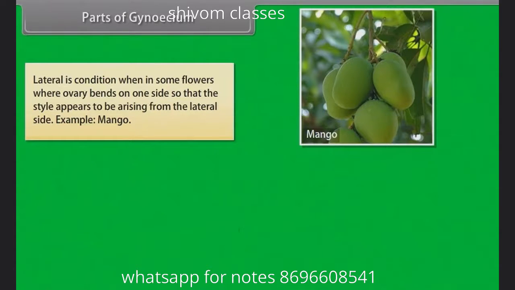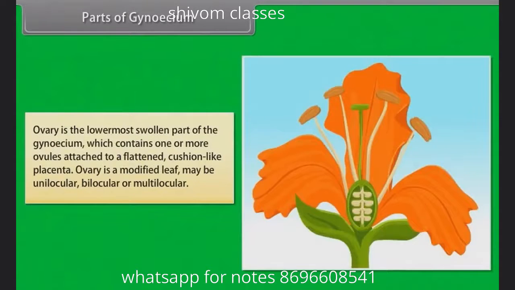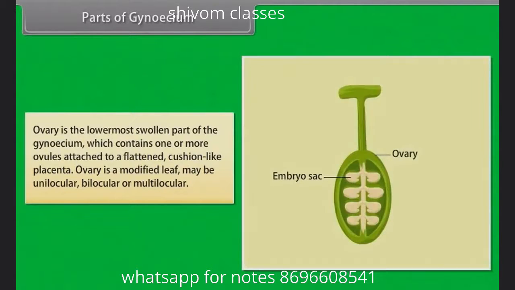Example: mango. Gynobasic is the condition in Labiatae where the ovary is four-lobed and the style appears to be arising from the depression between the lobes. Example: Ocimum sanctum. Ovary is the lowermost swollen part of the gynoecium, which contains one or more ovules attached to a flattened, cushion-like placenta. Ovary is a modified leaf, may be unilocular, bilocular, or multilocular.